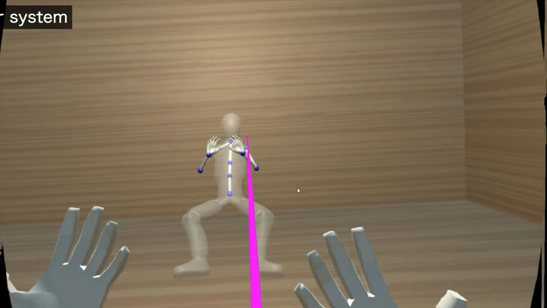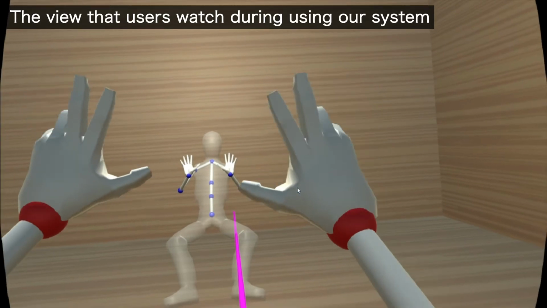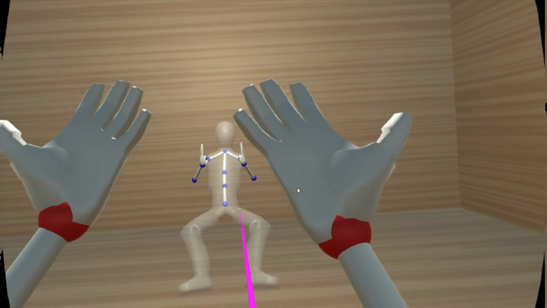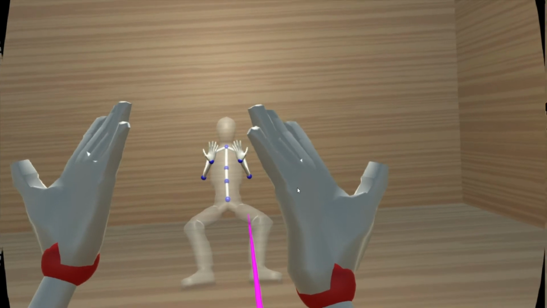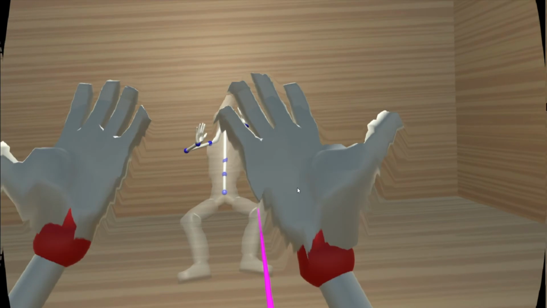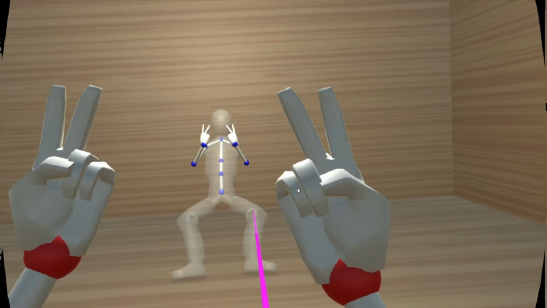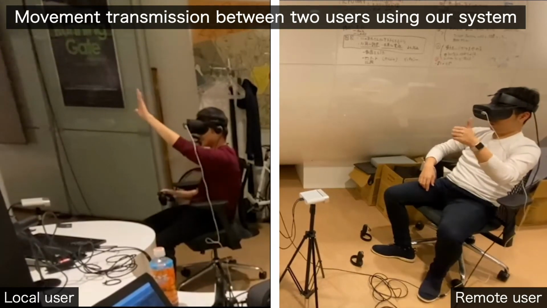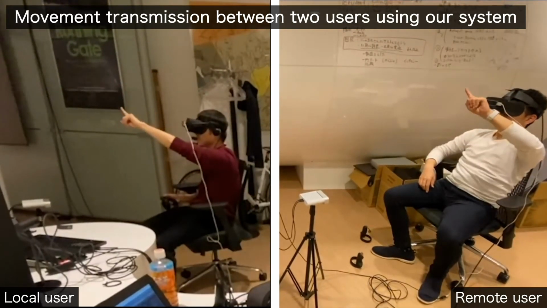This is the view that users can watch while using our system. As you can see, the avatar's both hands are moving even though the user is moving only one hand. This is a picture of two users using our system. You can see that the movement can be transmitted in the real world.